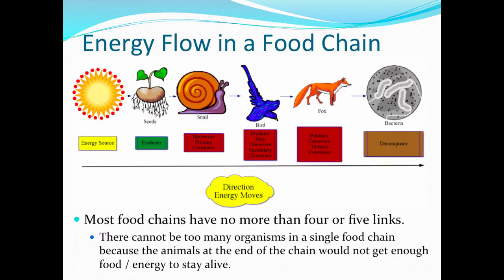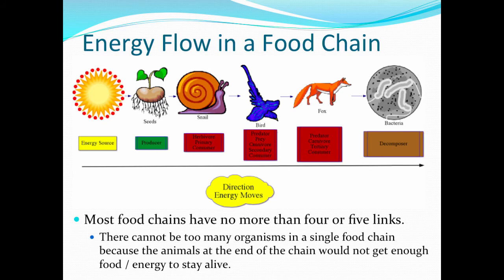So energy flow in a food chain. Most food chains have no more than 4 or 5 links. There can't be too many organisms in a single food chain because the animals at the end of the chain would not get enough energy or food to stay alive. Every time you add a step, the amount of energy that is getting passed on decreases. Only 90% is lost and only 10% passes on. So think about it. If you're eating an animal that eats a lot of other animals, you're probably getting 0.01% of the energy that you could get if you ate a plant.